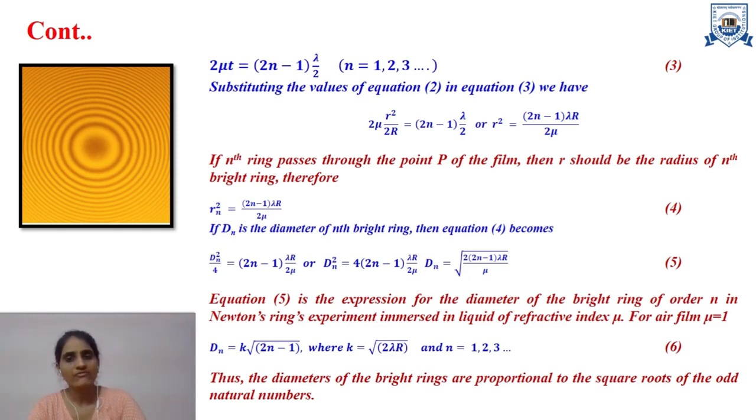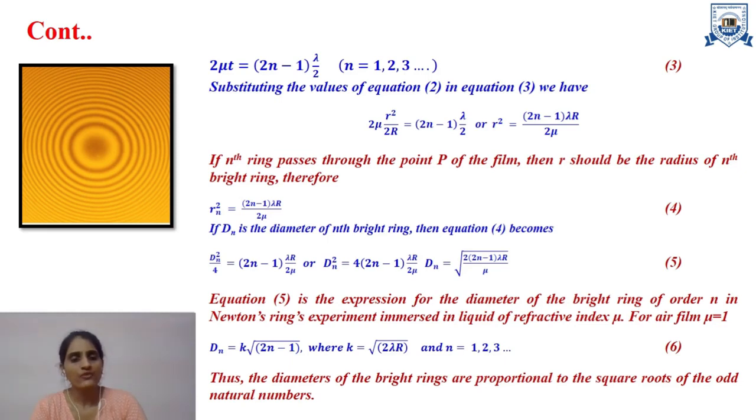Same equation can be rewritten in terms of diameter, that is dn square upon 4 is (2n minus 1) lambda R upon twice mu, or dn square is equal to 4 times (2n minus 1) lambda R upon twice mu. This 4 and 2 get cancelled out. So the diameter of nth bright ring is written as square root of (2n minus 1) lambda R upon mu. That is my equation number 5.